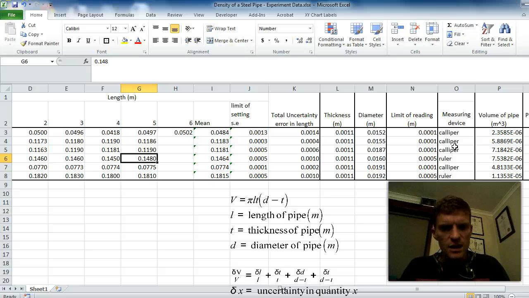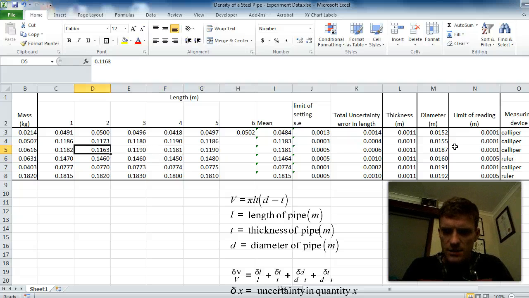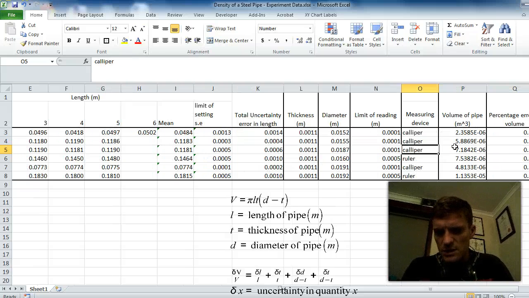And as you can see, these lengths are about 15 centimeters. Well, that's much too long for the caliper. These ones are about 11 centimeters. That's still within the range of using the caliper, so that's why we chose it there.